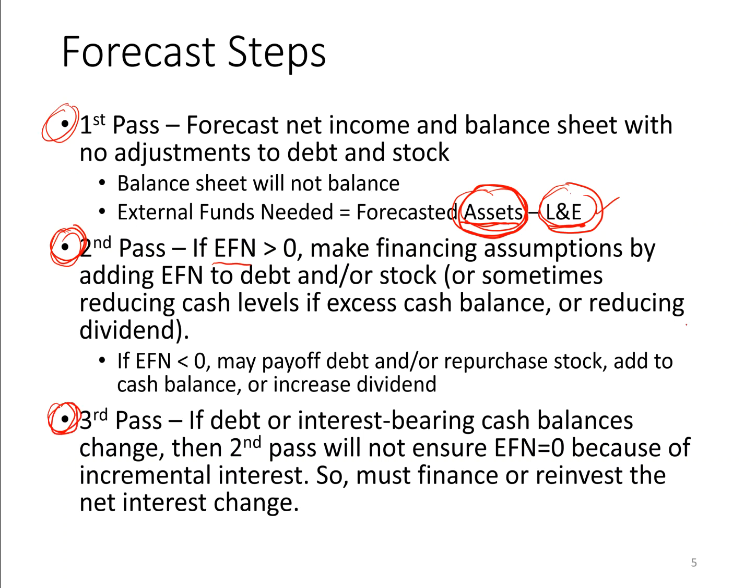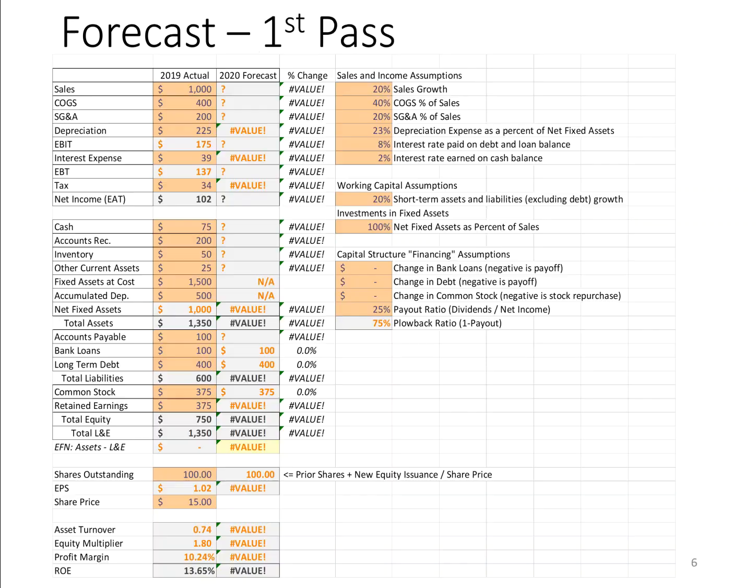If you, in your second pass, make changes to cash or debt, that's going to change the income statement because of interest expense. So it's going to put the balance sheet out of balance again. So you might have to just plug a little bit more debt and equity to get the balance sheet to balance. But we're going to do that in the next topic. So let's do our first pass of this pro forma financial statement.